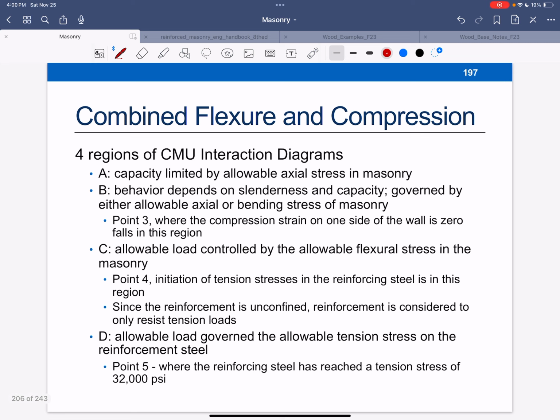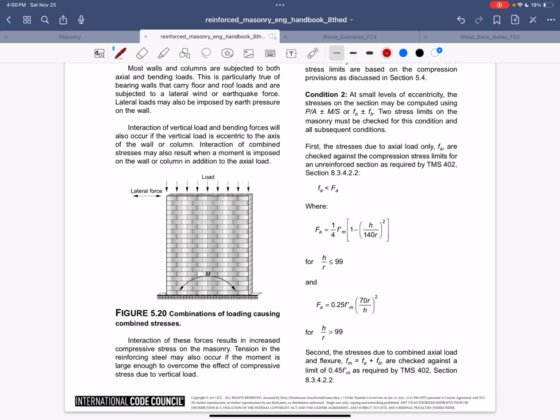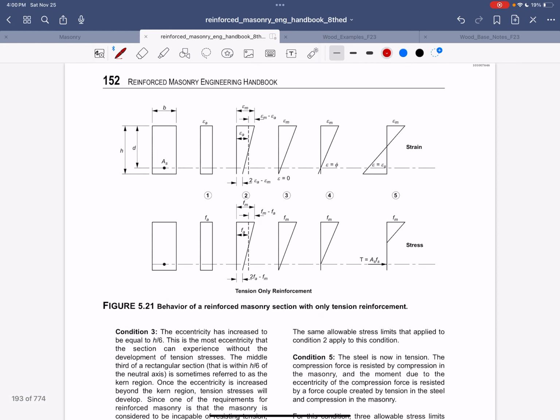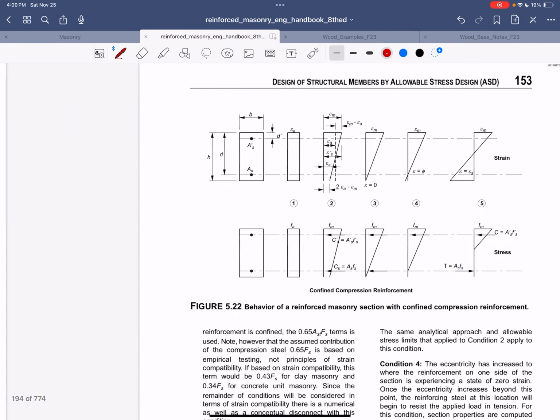So this goes through what I just said with A, B, C, and D, and you have this in your notes. So how do you do this? There are 4+ design methods. The fourth method involves making the interaction diagram, like what I just showed you, but going through all the calculations. There are 3 other methods. I'm not going to go through each of these. They're each in this handbook section, and they show you what I just showed you here. So you have all these notes basically in your handbook.